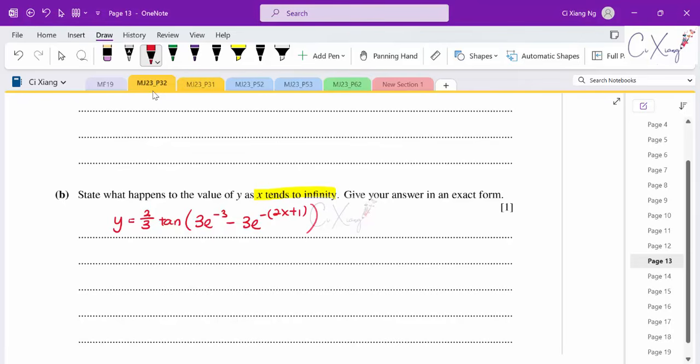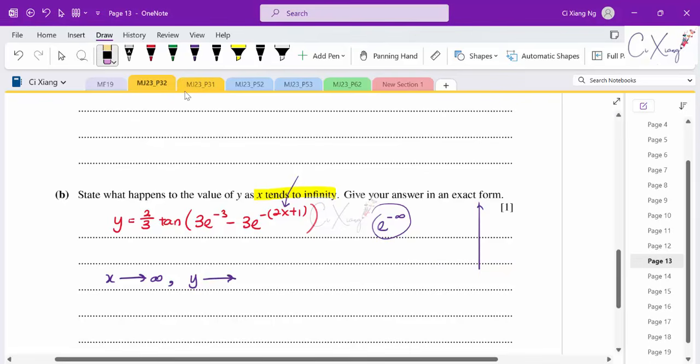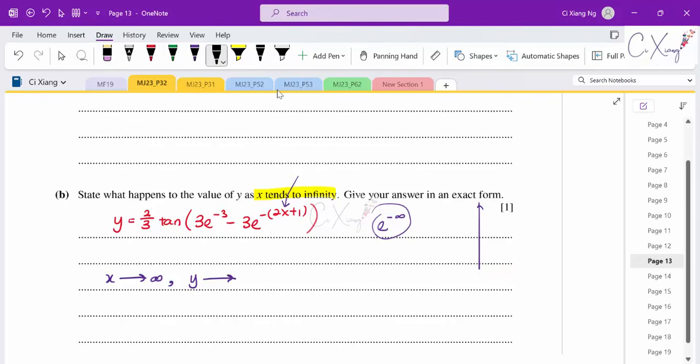Now they are telling us that x is going to be a very large value, which is infinity. So what happens to the value of y? For this kind of question, you need to substitute infinity into your equation to see what you have. If I substitute x here, I'm having e power negative infinity. You can use a calculator to help. If you have no idea how to find the answer, you can press e power negative 1000 or 10,000 and see what value you get from the calculator.